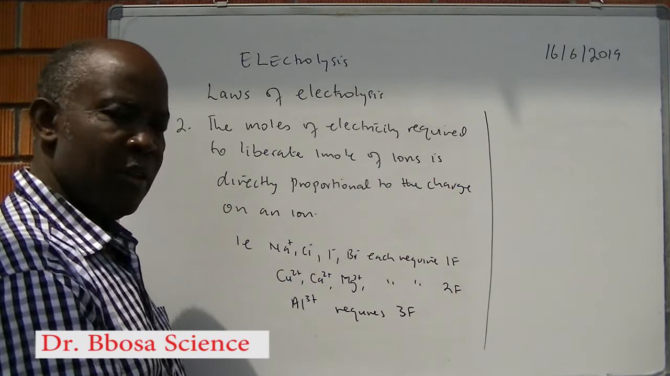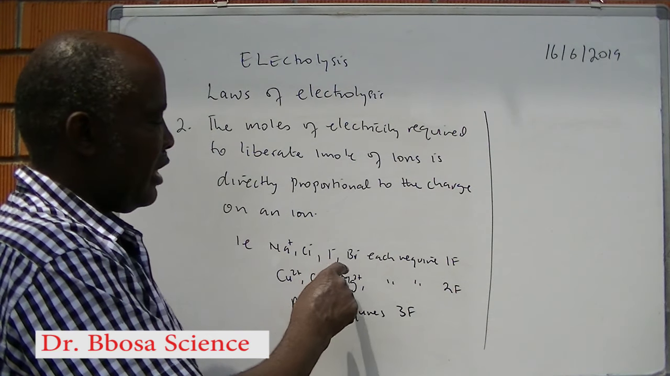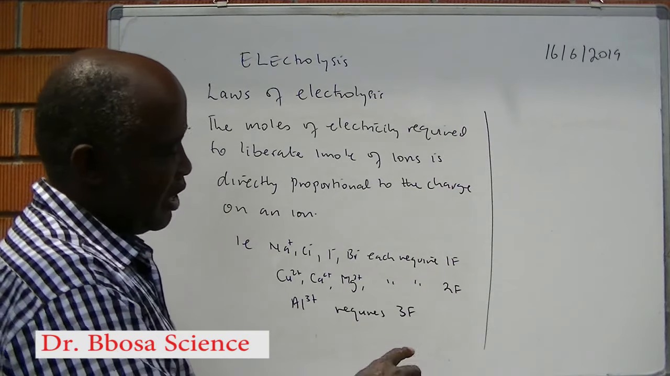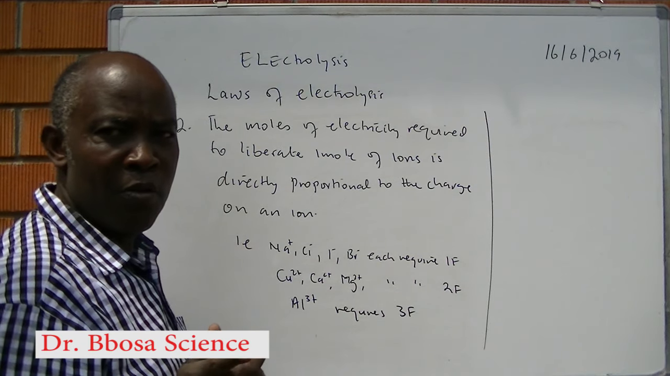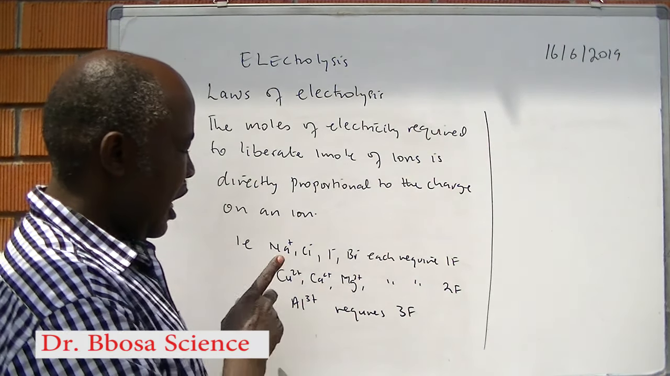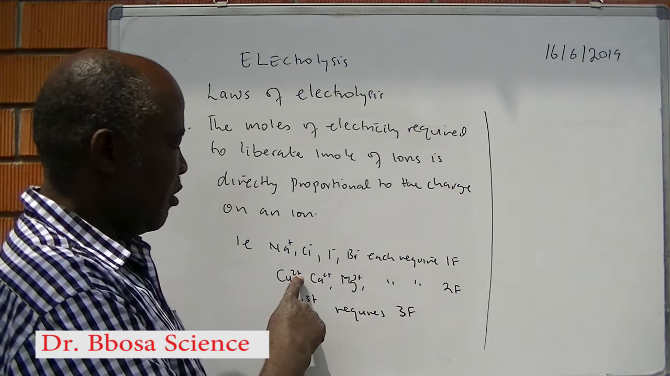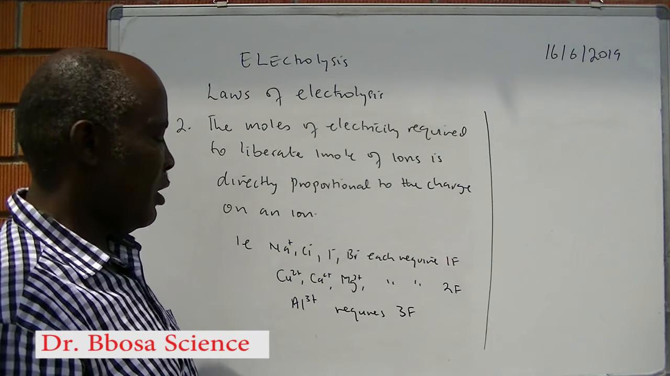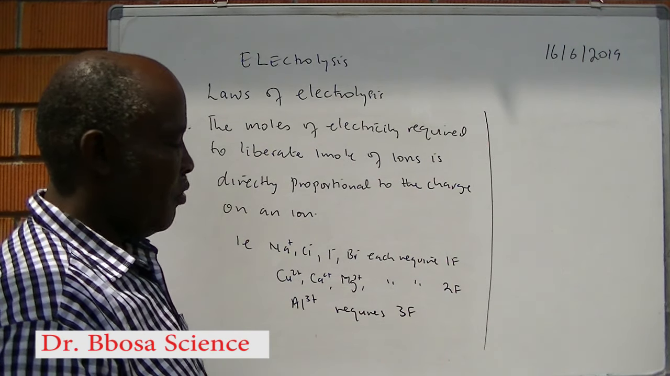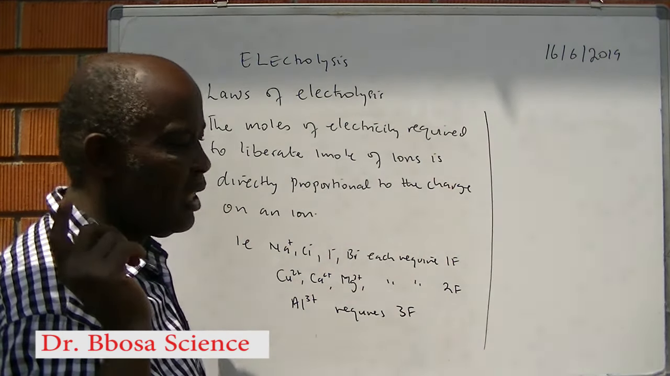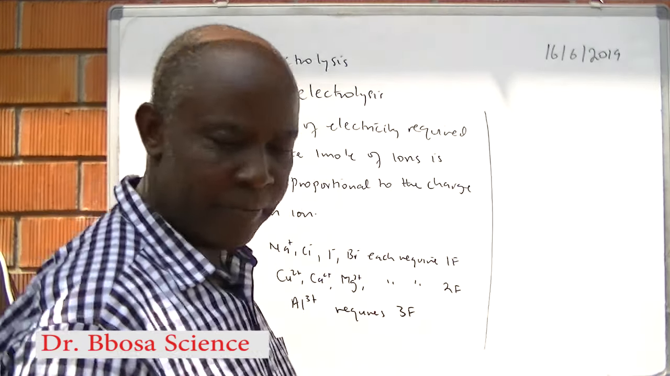2. The moles of electricity required to liberate 1 mole of an ion is directly proportional to the charge on the ion. For example, sodium, chloride ion, iodine ions, bromine ion, each requires 1 mole of electricity to liberate 1 mole of its ions. Calcium, copper, magnesium require 2 Faradays because each one has 2 positive charges. Then aluminium will require 3 Faradays to liberate 1 mole of ions because the charge on the aluminium ion is 3.